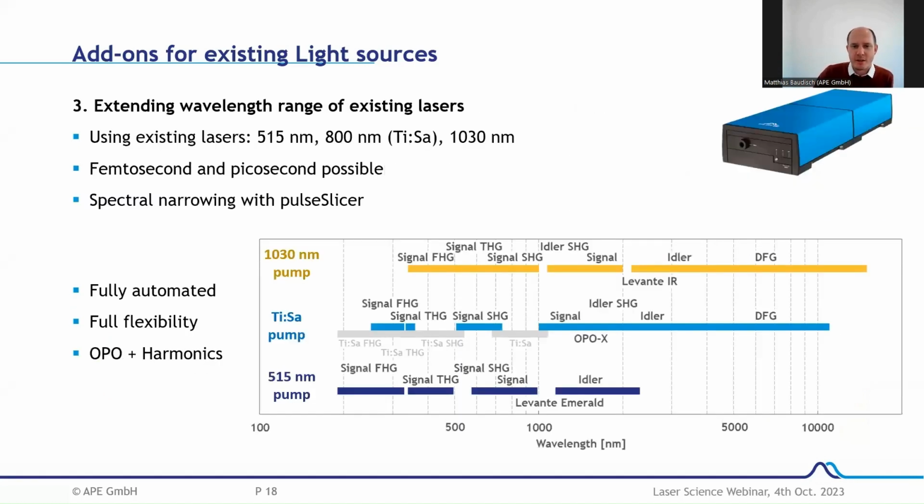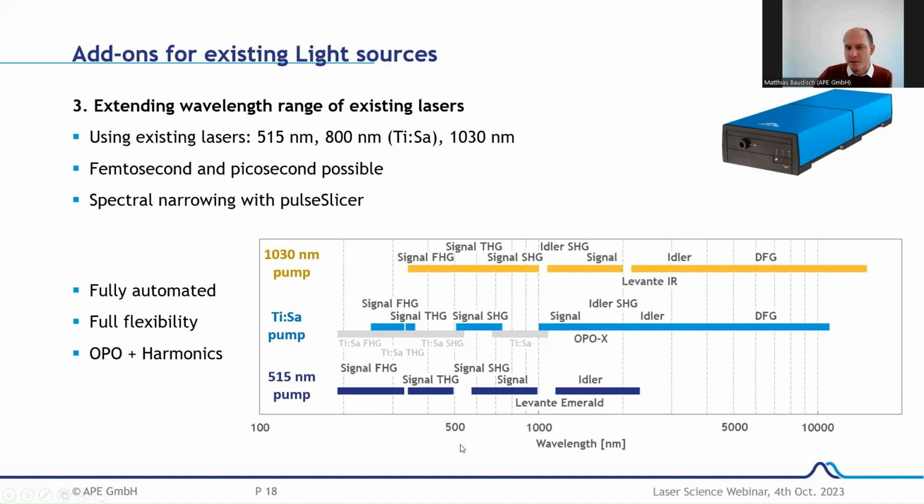The second way to extend your already existing laser is you can use optical parametric oscillators or harmonic generators to extend your wavelengths. So for example, you have an existing laser at 550 nanometer or at 800 nanometer, sapphire lasers, or terbium lasers at 1030 nanometer in femto or picosecond. And then you can extend it with optical parametric oscillators or harmonics over a wide spectral range.